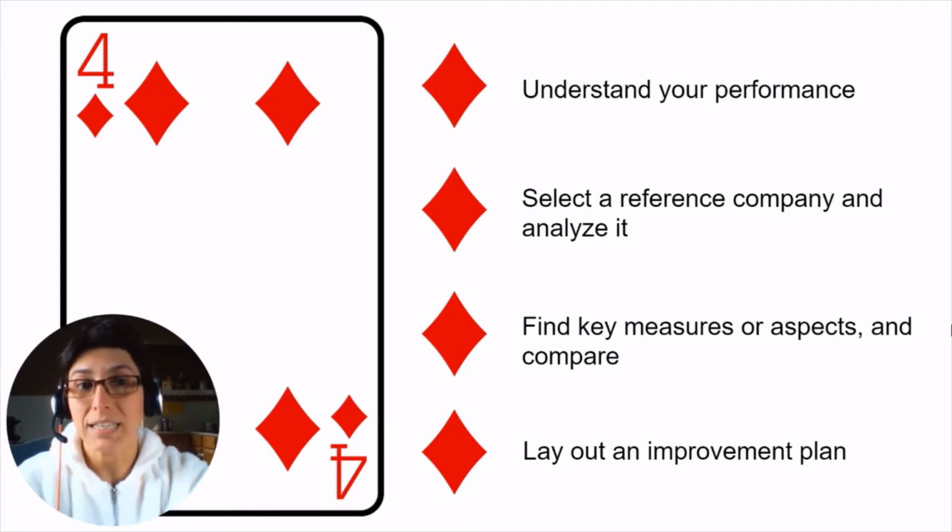The second step is selecting a reference company or set of companies, usually top, bottom, and average performing ones, and doing a general analysis of them. The third step is selecting a few key measures or aspects and comparing your business's metrics with theirs. If you select these metrics carefully, this comparison should provide useful information about your strengths and weaknesses. Lastly, once you have identified opportunities of improvement, you can lay out an action plan.